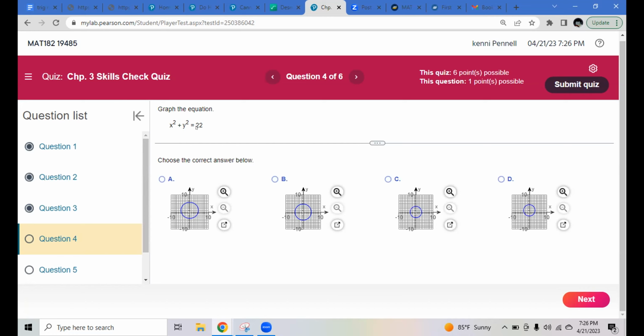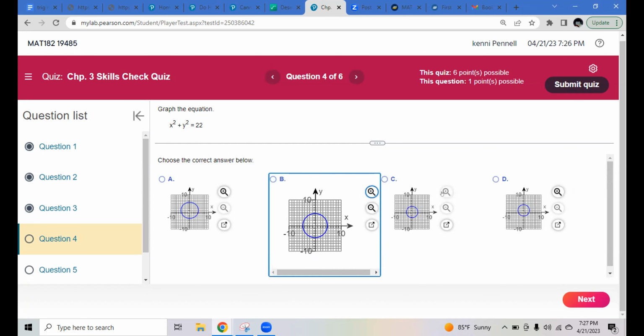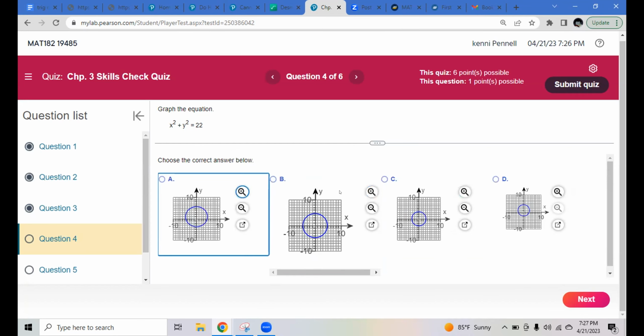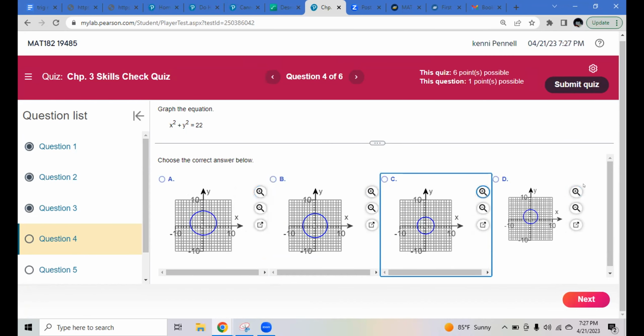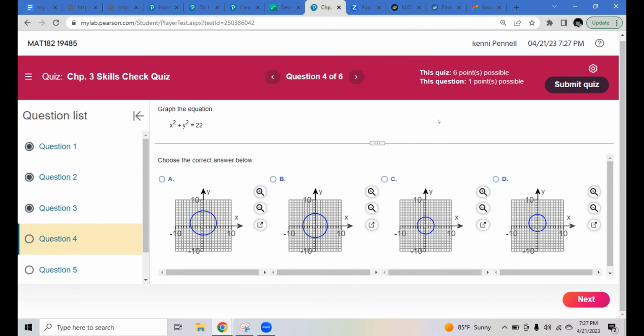What does the 22 mean again? Like, does that mean like the something intercepts or something? It does not. It's the radius. It's the square of the radius. So to get the radius, you have to take the square root of that number.